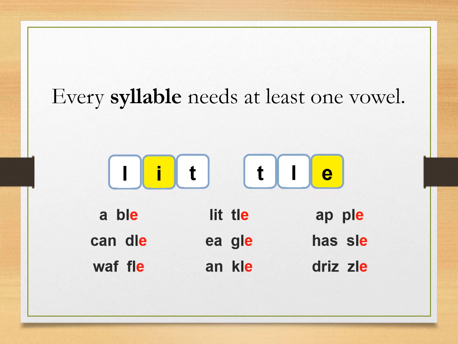There are a lot of words like this in the English language. I bet you know a lot of these already. I'm going to clap the syllables as I say them. We're going to start with this one right here. This word is able, able. This word is candle, candle. Silent final E in that syllable, because a syllable needs a vowel.